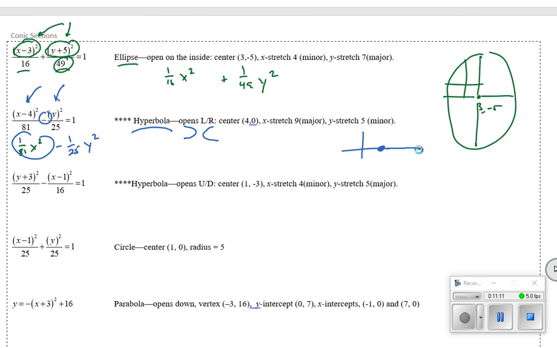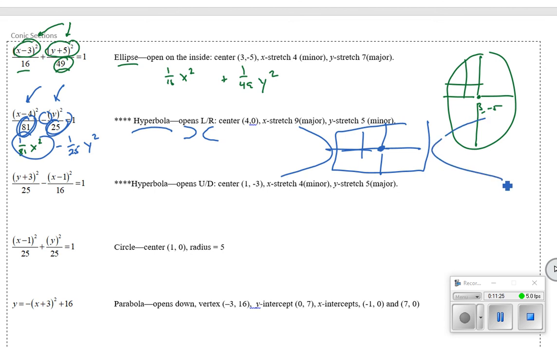It would stretch 9 left and right, 5 up and down. And that would kind of make a box that I would use to draw my hyperbola. Let's look at that again. Now I went kind of fast on that.